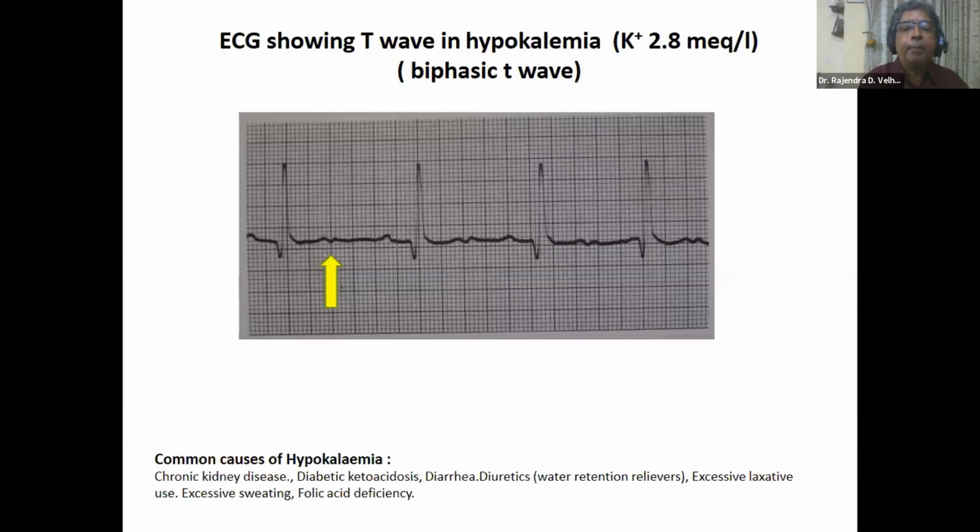Now this is a case of hypokalemia with potassium levels 2.8 milliequivalent per liter, and here you can find the small biphasic T wave, giving you the early indication of diagnosis that it could be hypocalcemia or hypokalemia. Send the blood report to the laboratory, and until the report comes, of course, corroborate with the clinical history of the patient. So ECG gives you a clue to identify the electrolyte imbalances also.